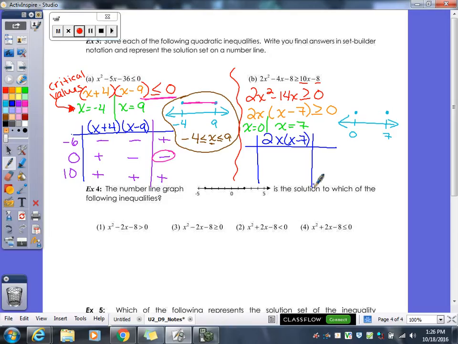So now we have to pick numbers. So I got to pick a number to the left of 0. So somebody pick a number. -1. I got to pick a number in between 0 and 7. 1. And then a number beyond 7. 10.